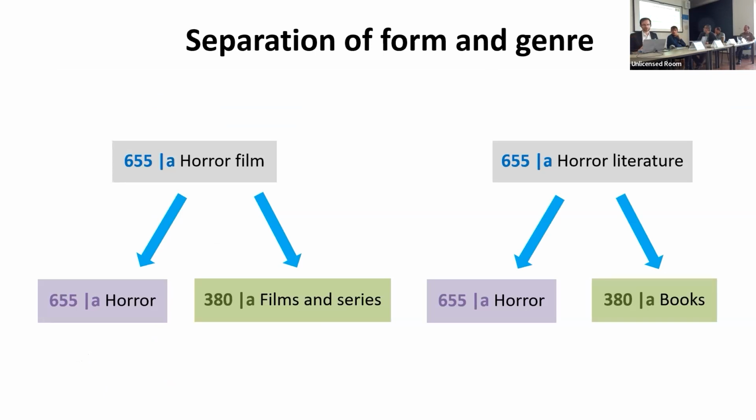By the way, there was also in some cases separation. As you can see, we tried to do as much separation as we could without losing any data. So here there were some headings which expressed both form and genre, so to speak. So horror film, horror literature were separated into horror genre and films or books as a form to make more access points to enable the end user to find it from different points.